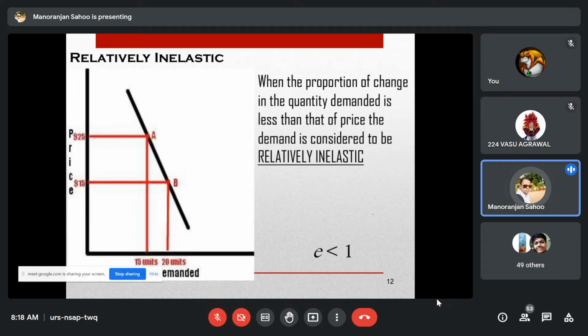And in the context of relatively inelastic demand, for a large change in the price, there will be a small change in the quantity demanded. In this context, the demand curve will be relatively steeper, and it is called relatively inelastic demand. So can anybody give an example of relatively inelastic demand?